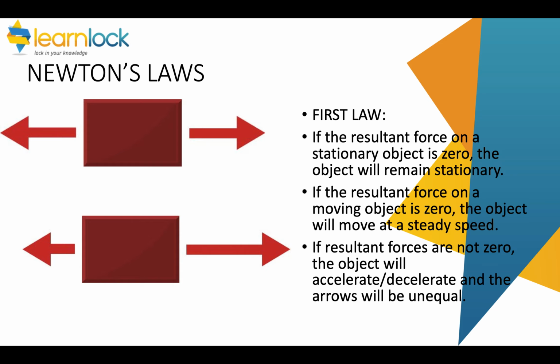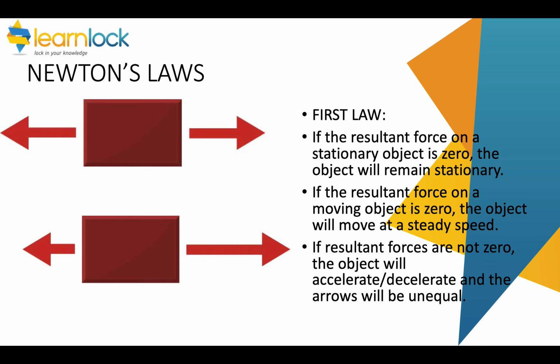You also need to know about Newton's three laws. The first law is that if the resultant force on an object is zero, then the object will remain stationary. If the resultant force on a moving object is zero, the object's moving at a steady speed. If the resultant forces are not zero, then the object is going to be unbalanced, so it can accelerate or decelerate. So this example here would show acceleration.